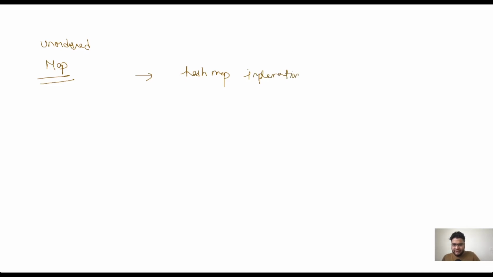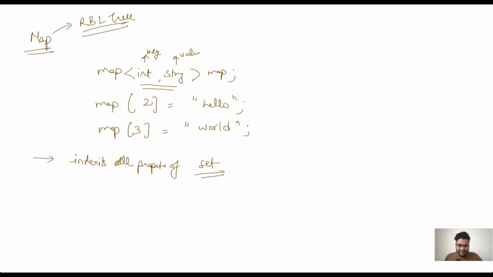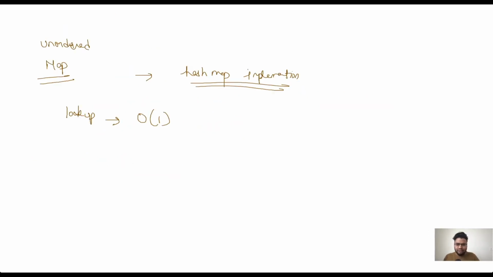What this helps us with is that we can do a lookup, or find an element, in O of one time. Remember, in map it was taking O of log n time. If I want to do a lookup there, it is done in O of log n time, which is the height of the tree. Whereas in an unordered map we use a hash map implementation, so lookup can be done in O of one time. We can also access and insert an element in O of one time. So that's the beauty of unordered map.